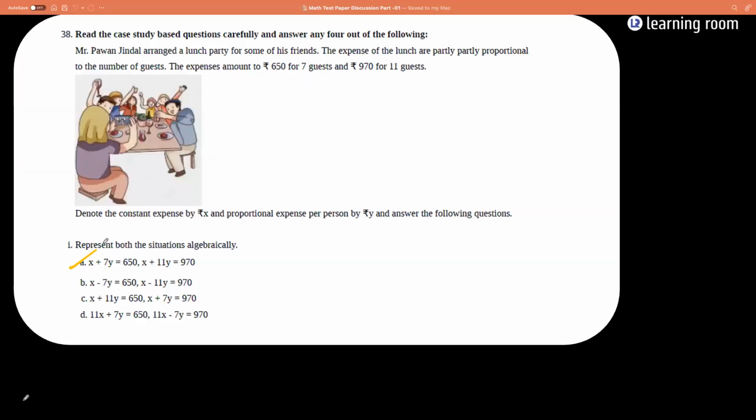Next, proportional expense of each person: rupees 80. You solved both, x plus 7y is equal to 650 and x plus 11y is equal to 970. When you solve, the answer should come out as 80 for the proportional expense and 90 for the fixed expense. Correct.